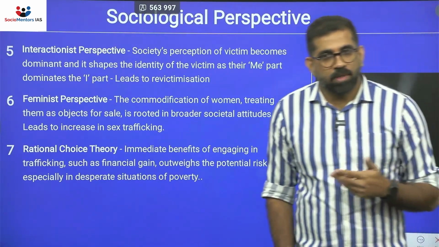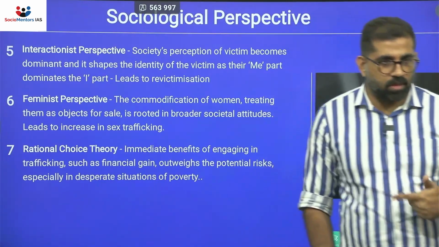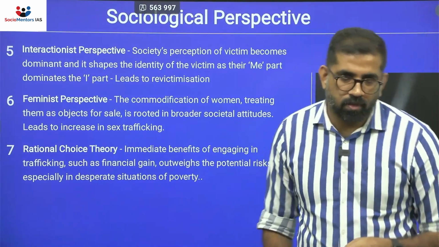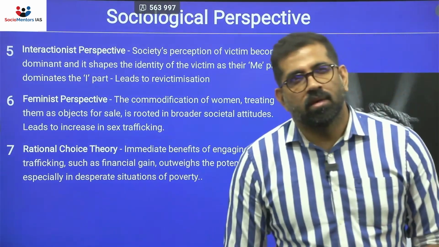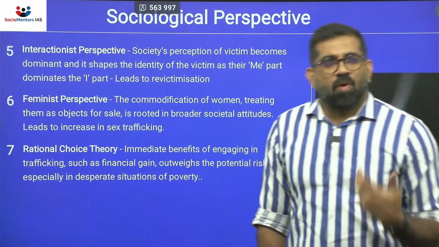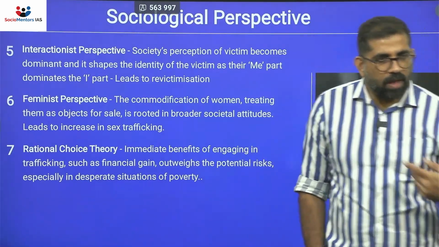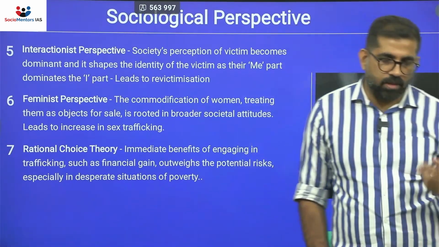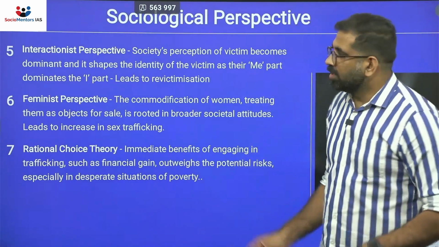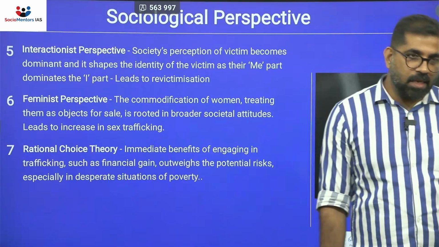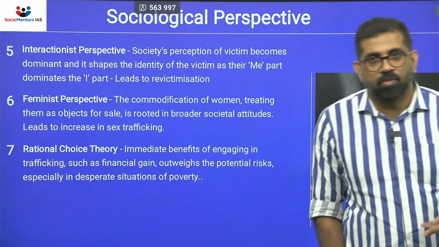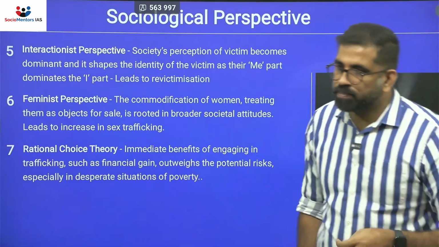And see, basically, I think in 2019 or something, UPSC asked a question related to human trafficking. Okay, what are the consequences of high levels of human trafficking or something like that? Okay, so these are the topics that are most likely to be asked in the UPSC exam. Okay, clear.